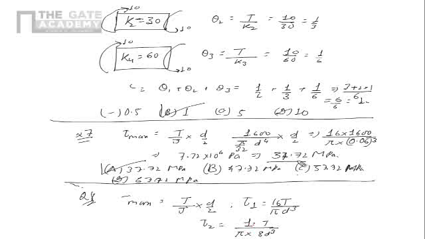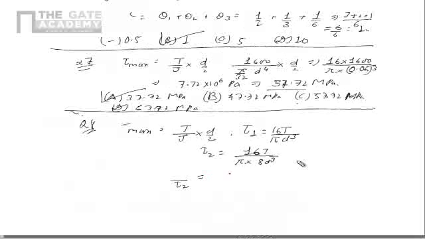Now if we divide tau 1 by tau 2, we get 8. Which means that tau 2 is tau 1 by 8, which is nothing but 240 by 8, or 30. So obviously it is easy to see why this is happening, that maximum shear stress is decreasing. Obviously it will decrease because we are increasing the diameter.